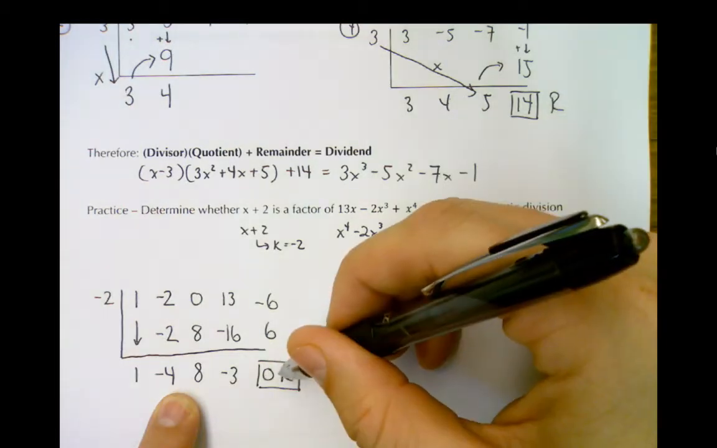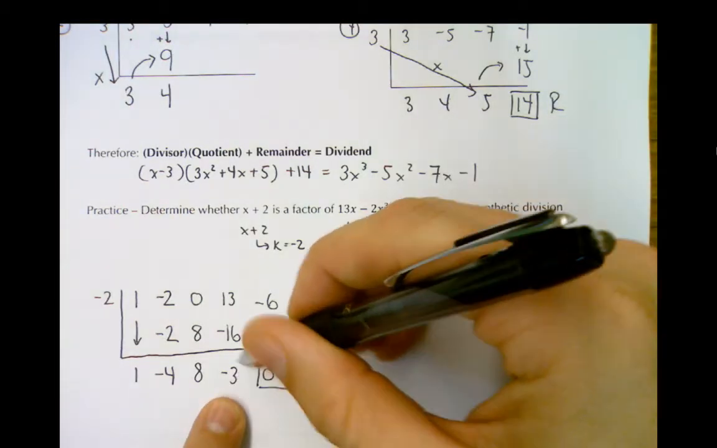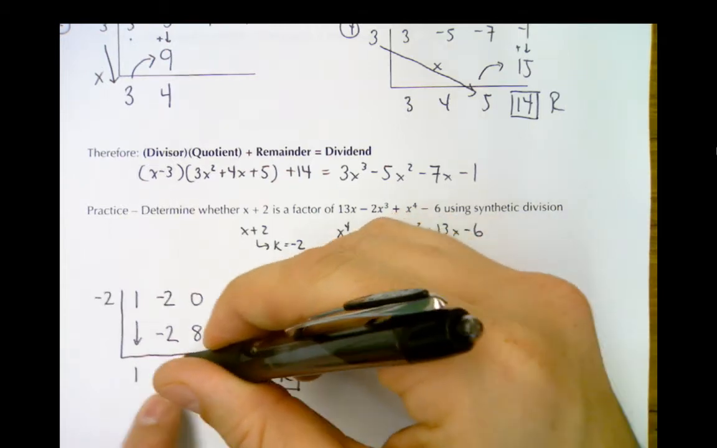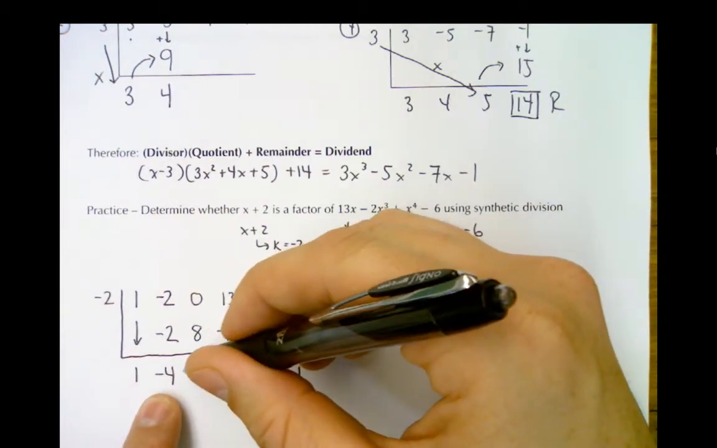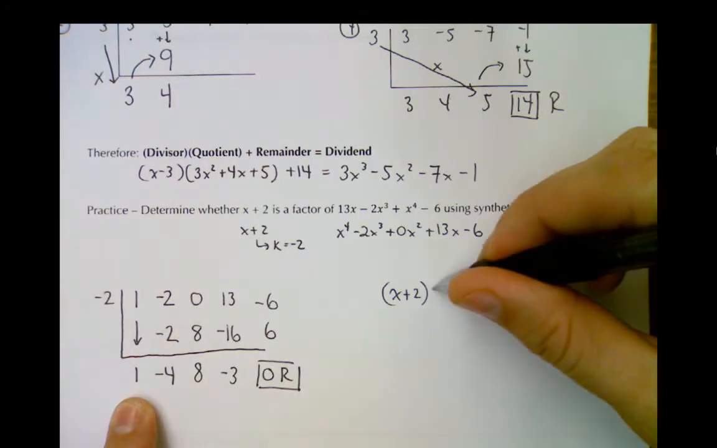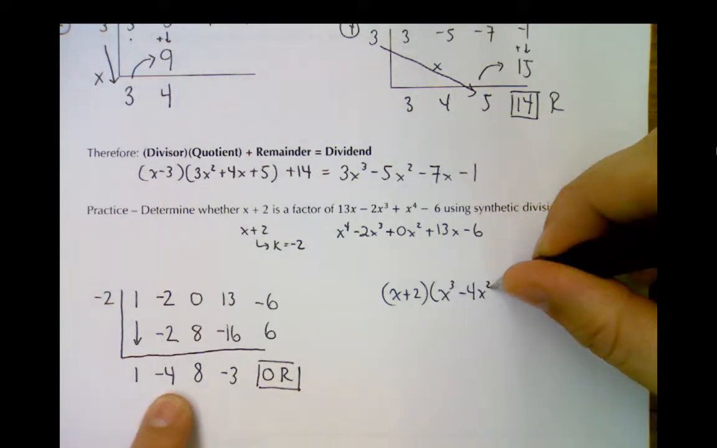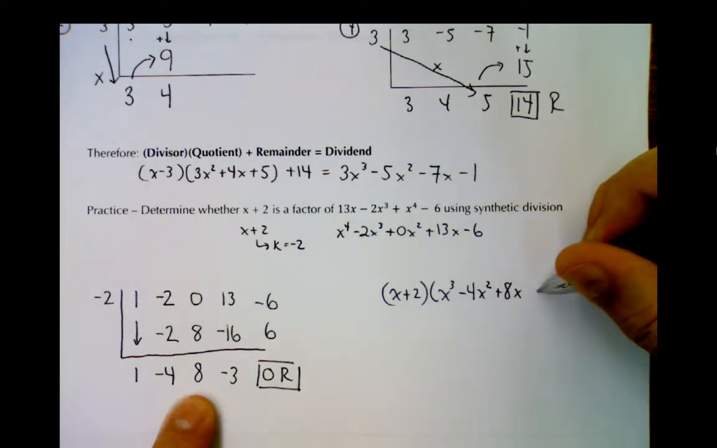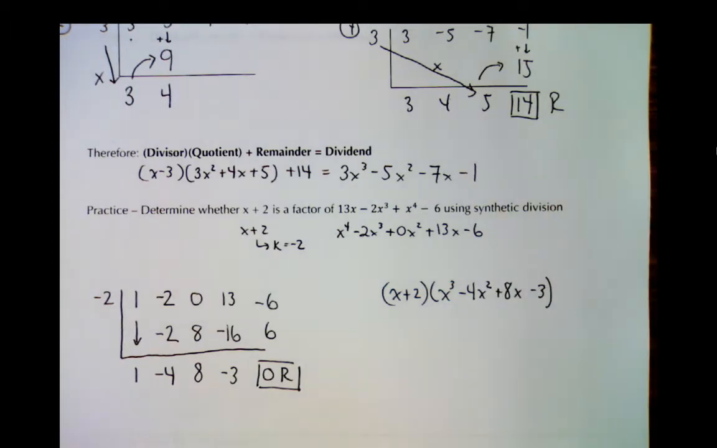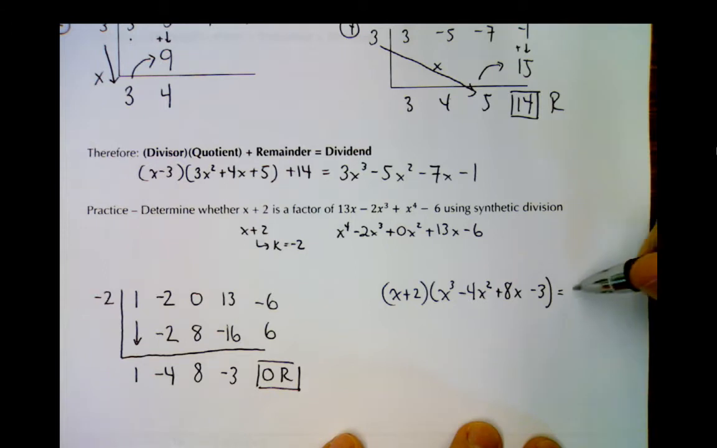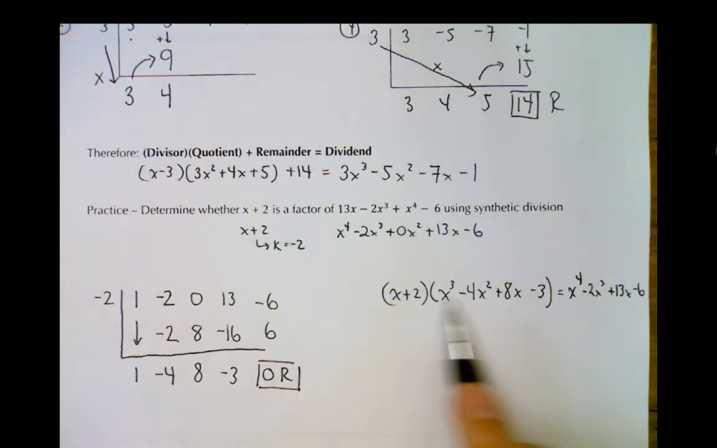So if this is the remainder, that's the constant, that's the x term, that's the x squared term, oops, that's the x cubed term. So we've got 1x cubed minus 4x squared plus 8x minus 3. And that whole thing equals our original polynomial, x to the 4th minus 2x cubed plus 13x minus 6. So we have partial factoring here. We pulled out a factor, and we have our leftover.